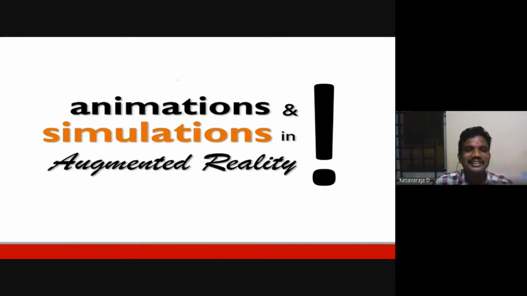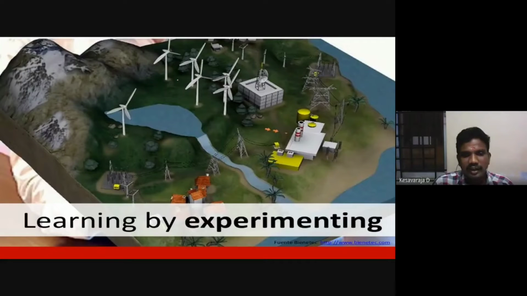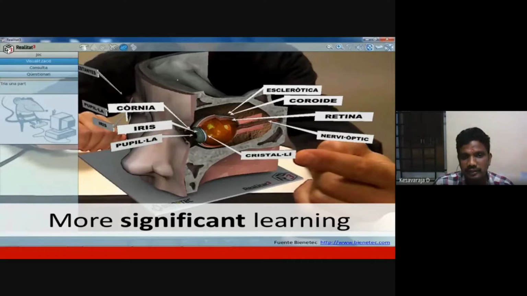Now the education technology uses animation and simulation in augmented reality. Learning by experimenting will provide the entire 3D information about the plant. It will provide the entire information in augmented reality in a 3D manner. In addition to that, for example, if you are learning about the picture of the iris, the human face as well as the iris picture is clearly explained via augmented reality.